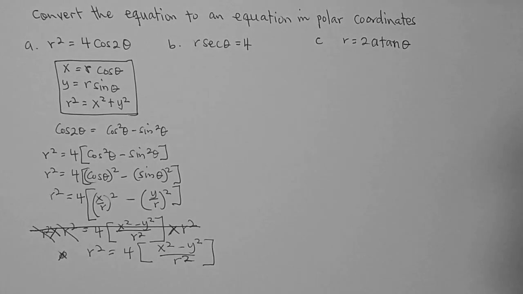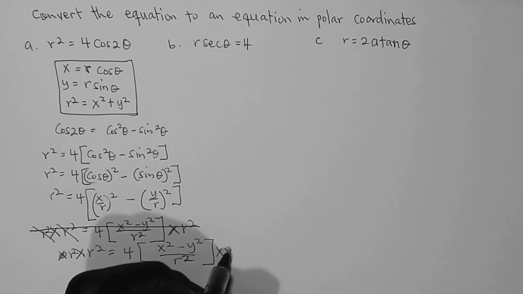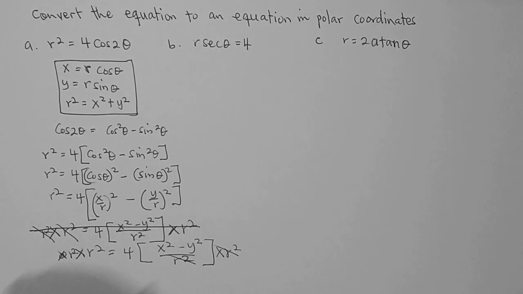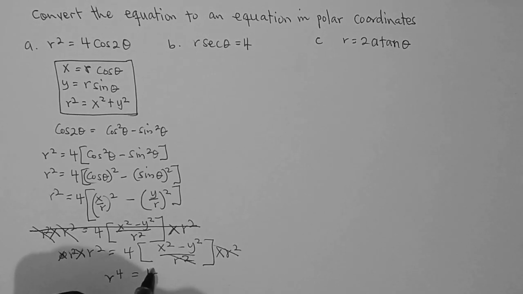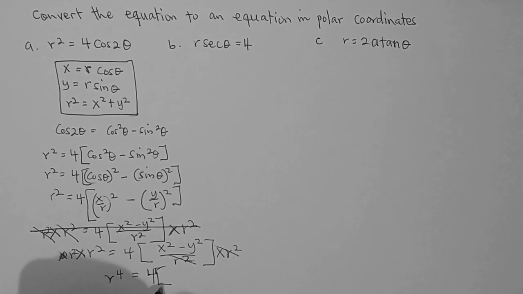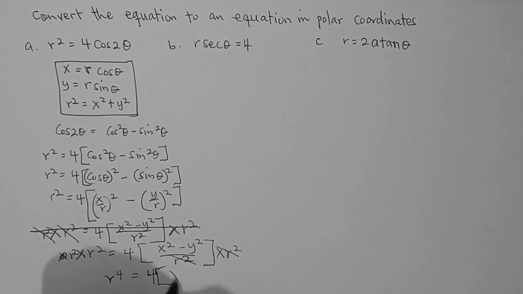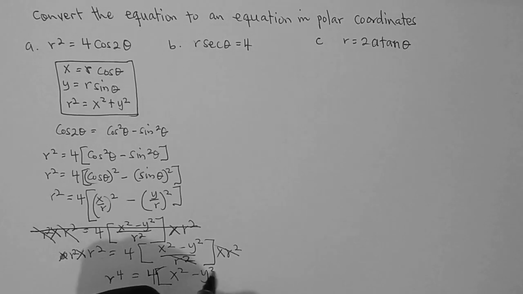So if we multiply through by r squared, here by r squared and this side too by r squared, this r squared and this one will cancel. So r squared times r squared is r exponent 4. So r exponent 4 is equal to 4 times x squared minus y squared.